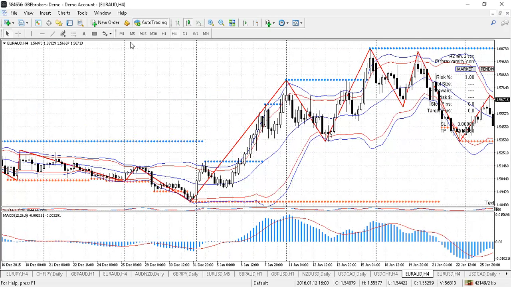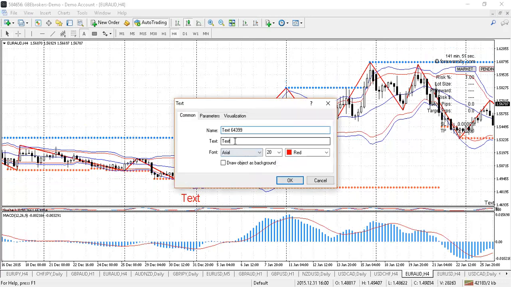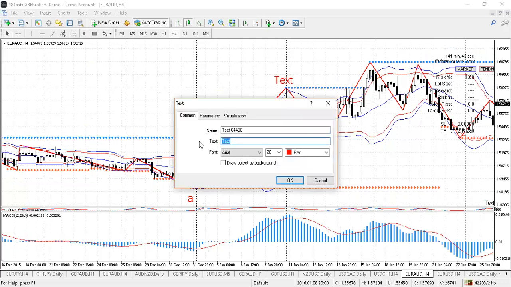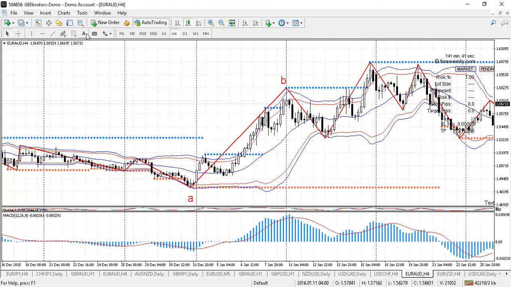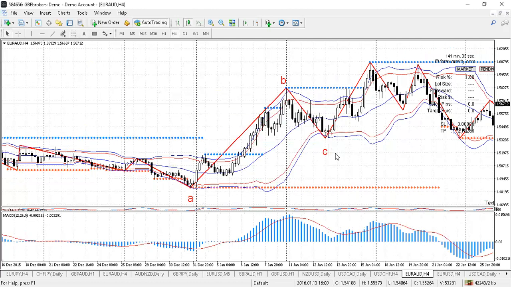Here's another example. So if this is our A, and then we've got our B, and then we've got our C, and then when the price breaks through the B, your C point becomes your new A, and then you get a new B at the top.